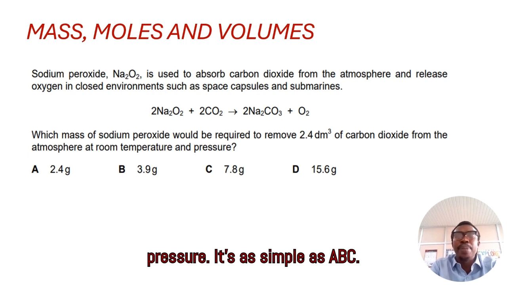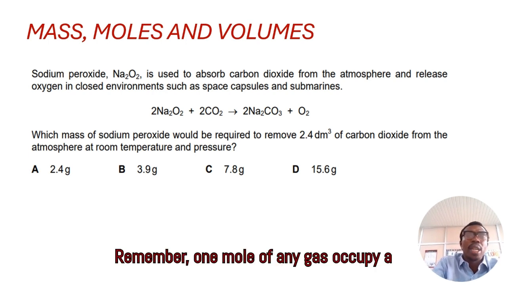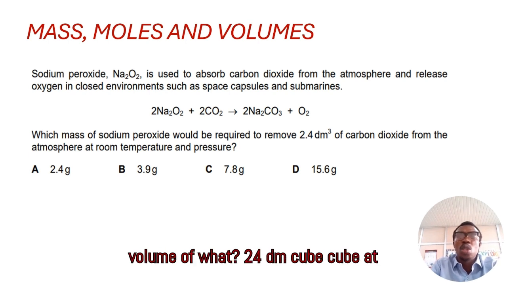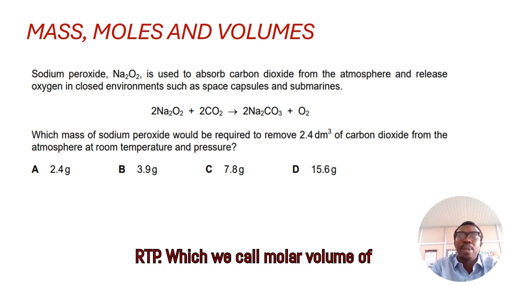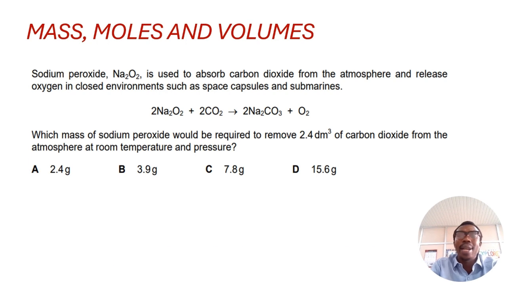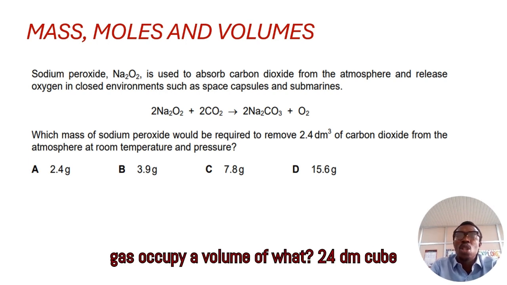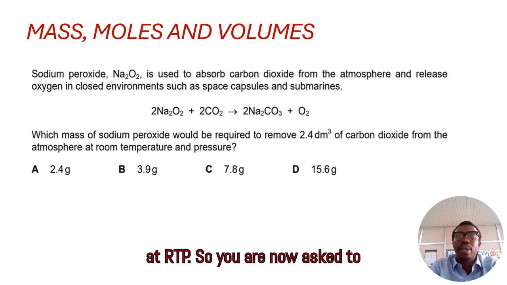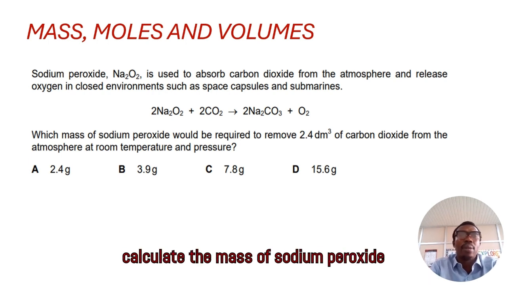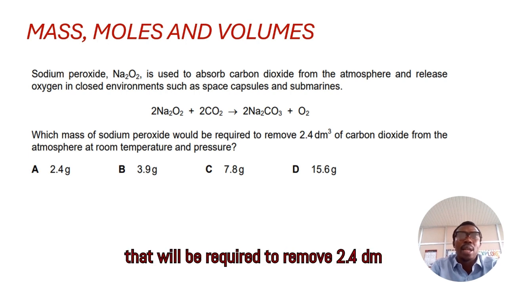It's as simple as ABC. Remember, 1 mole of any gas occupies a volume of what? 24 dm³ at RTP, which we call the molar volume of gases. So you're now asked to calculate the mass of sodium peroxide that will be required to remove 2.4 dm³ of carbon dioxide.